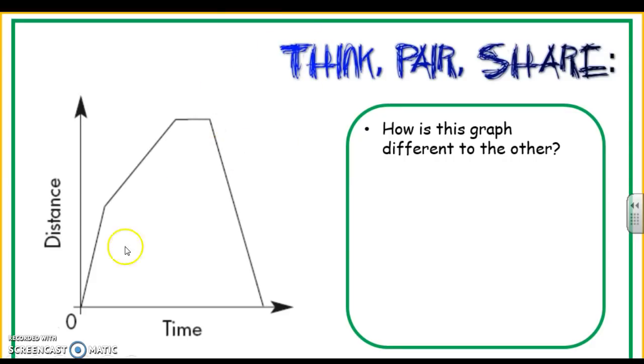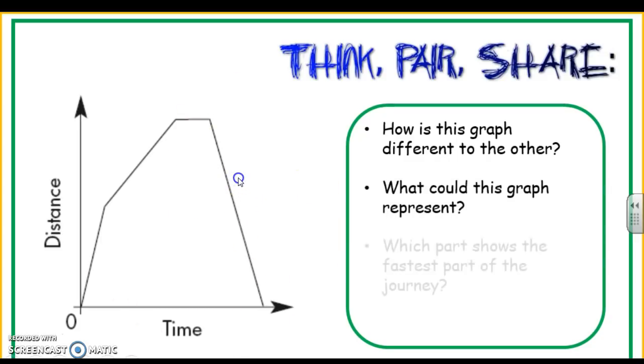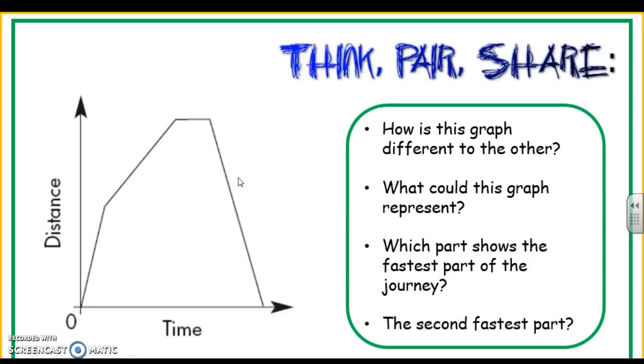where I started? So if I started here, say I started at home, okay, and then I went somewhere else and then took a little break and then started moving very quickly back towards home, that might be what this graph represents. Okay? And if I think about the fastest part, what do I need to think about there?